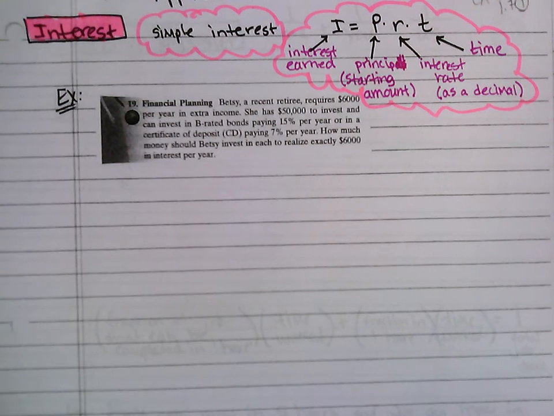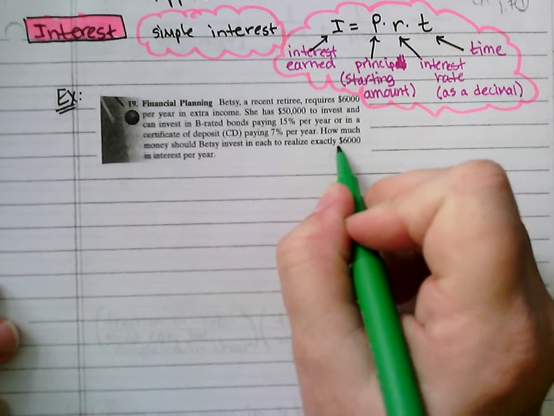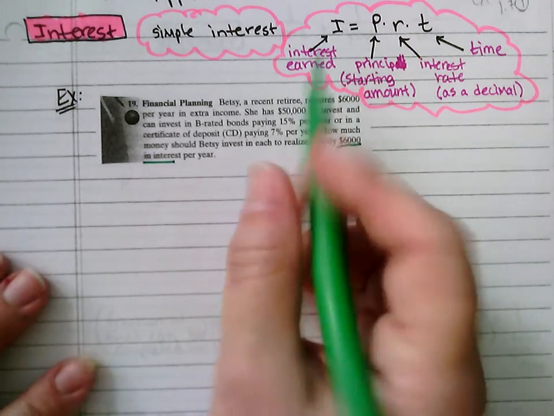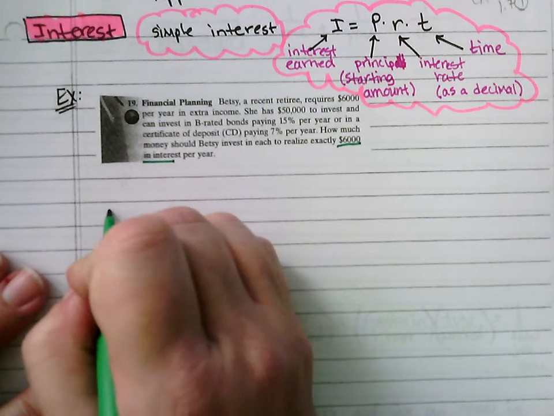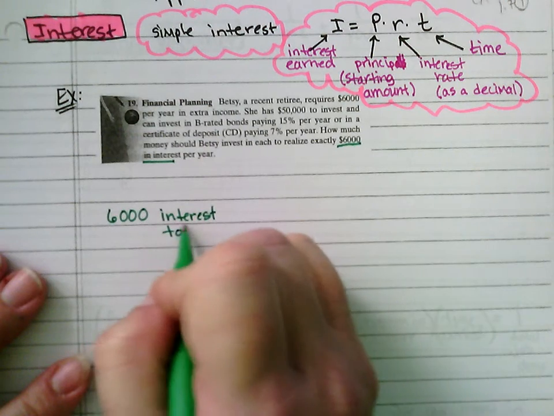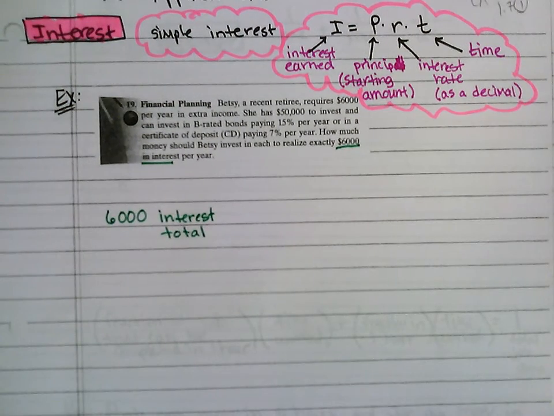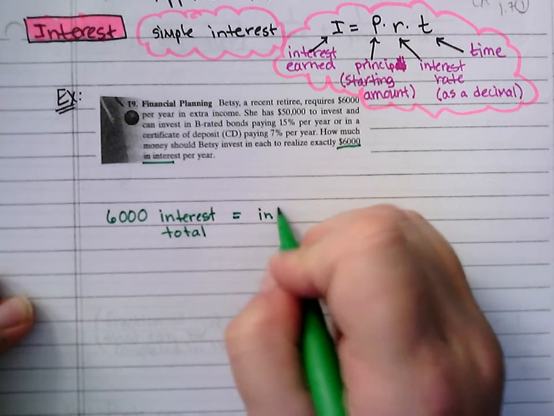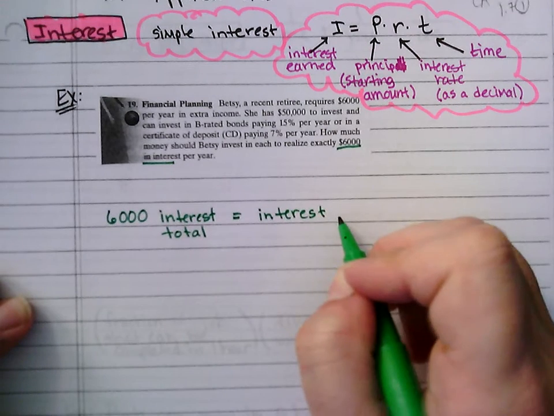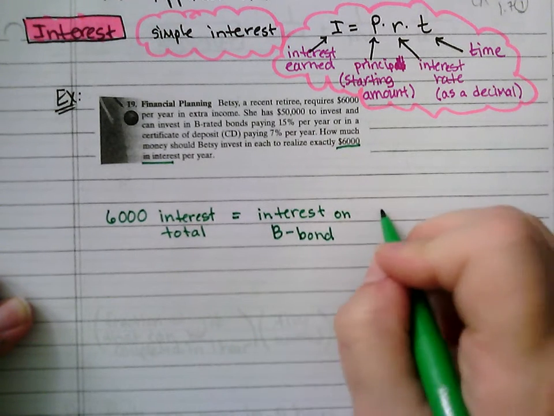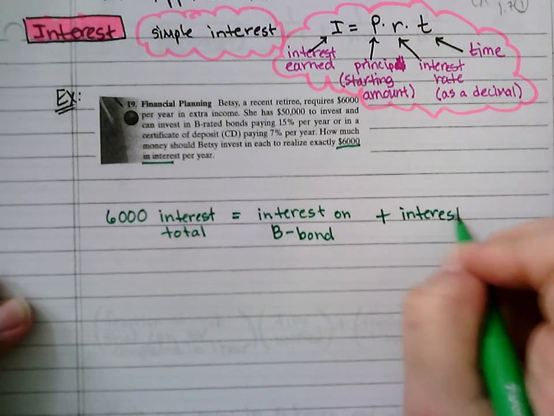So let's see what Betsy's got going on. She needs to earn $6,000 in interest. So that's going to be I in our formula, interest. So we've got 6,000 interest total. And she's going to be earning interest from two different sources. She is going to be earning interest on her B bonds, and she's also going to be earning interest from her CD.